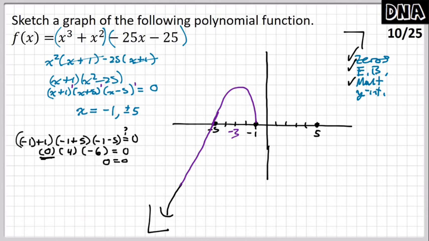I don't care. I care more about, do you know where the zeros are? Do you know where the end behaviors are? Do you know if you're bouncing or going through? This is the important stuff.